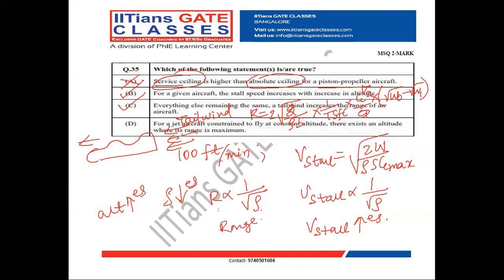So there always exists an altitude at which the range is maximum. So option D is also correct. Hence options B, C, D are correct for question number 35, the multiple select question. Okay.